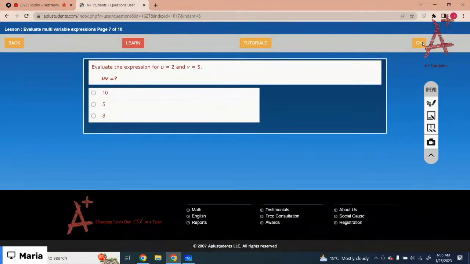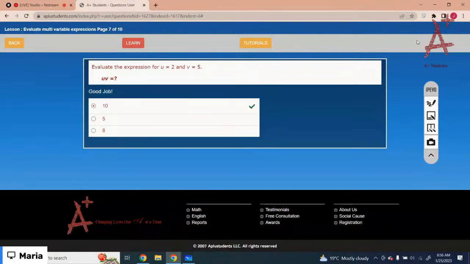Evaluate the expression for u equals 2 and v equals 5. So you have to do uv. 2 times 5 is 10. So the correct option is 10. Just select the correct option and click on the OK button.